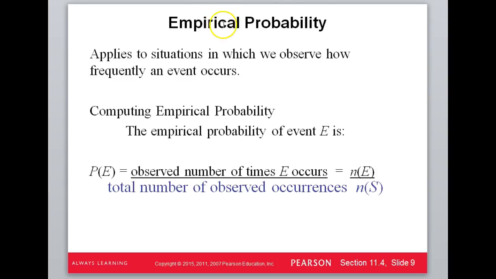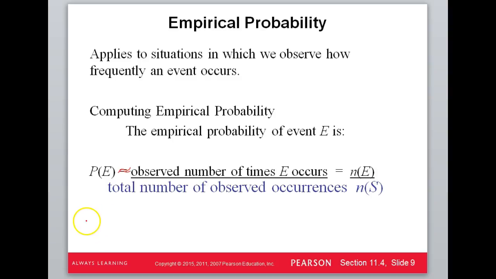Alright, empirical probability. This is different than theoretical probability in the fact that we estimate the probability. It's really an estimation of a probability. So we're saying that the probability that an event occurs is approximately the number of times we've seen the event occur divided by the total number of observations.